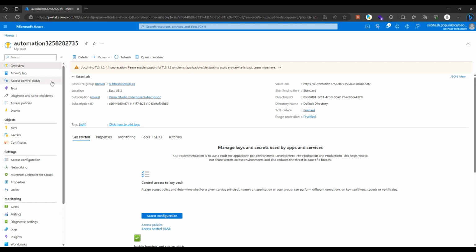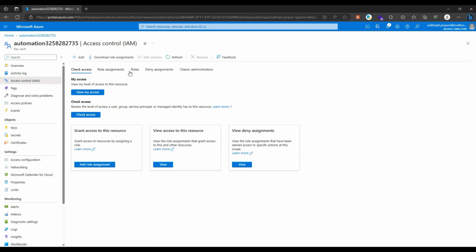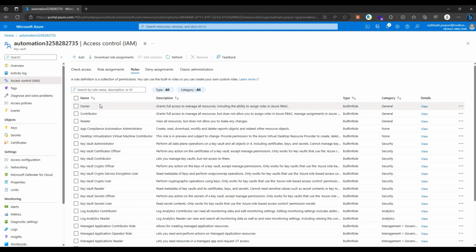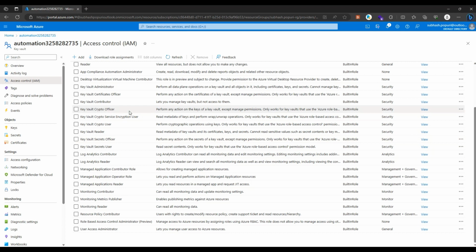Now, where you would find these roles, which are already defined, is inside every resource. You can go to access control and then roles, and then you will see each and every type of role. Please note that this will be different for each type of resource. So, for example, Key Vault might have something called Key Vault Crypto User or Key Vault Secrets Reader. And a storage account might have something different, related to storage reader or storage contributor, etc.